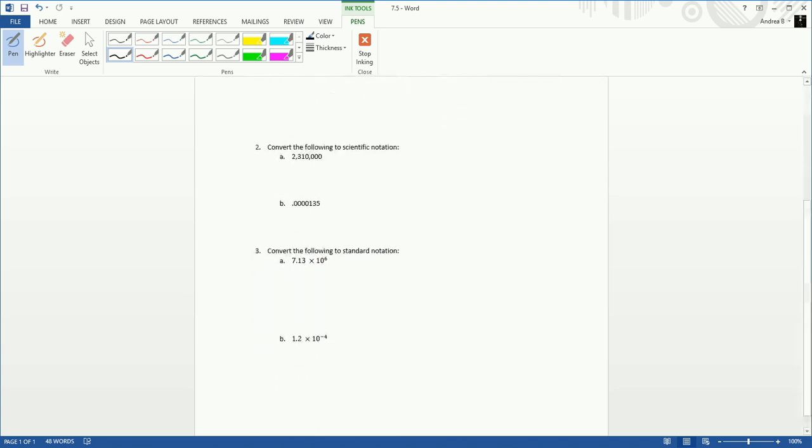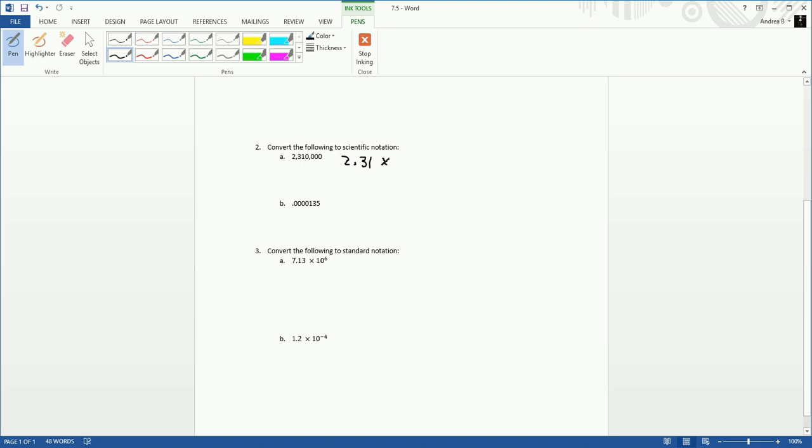For the next two, we're dealing with scientific notation. So for number 2, convert the following to scientific notation. So remember, whenever you're dealing with scientific notation, you always want to have just one non-zero number in front of the decimal point, and then everything else goes behind. Here we don't have to include all the zeros behind it because 2.31 is the same thing as 2.31000, and we could add in all those zeros and it doesn't change the number at all.